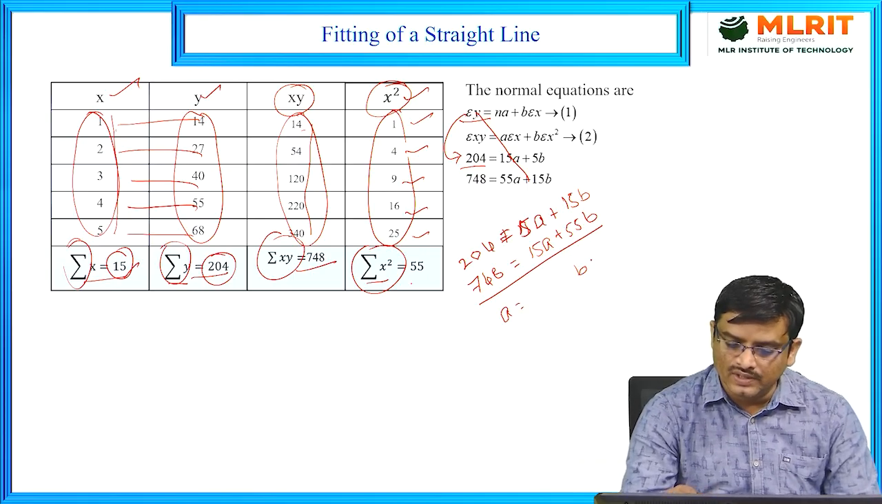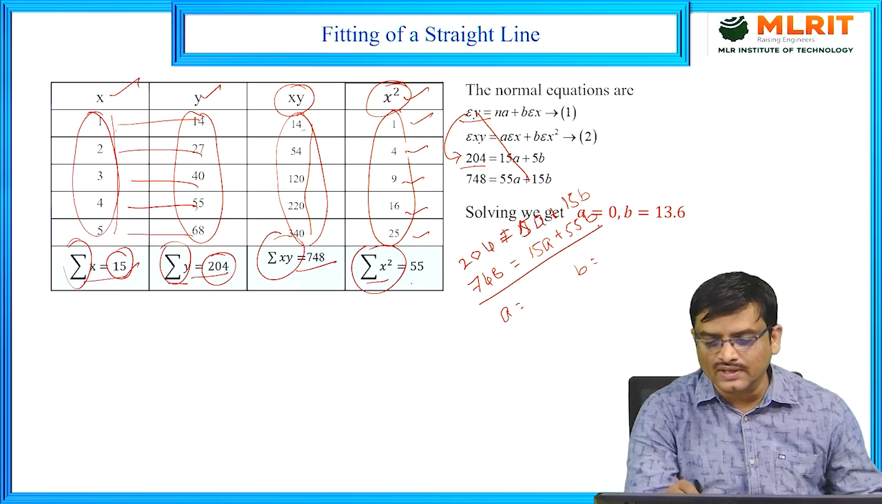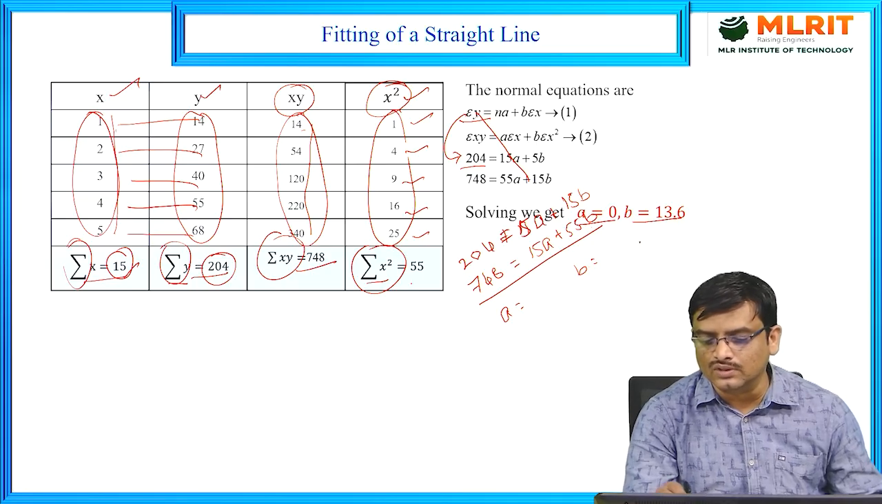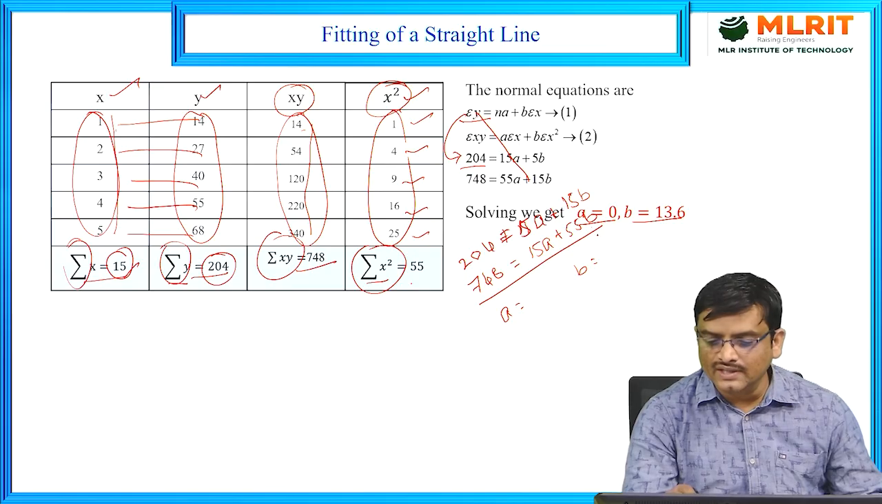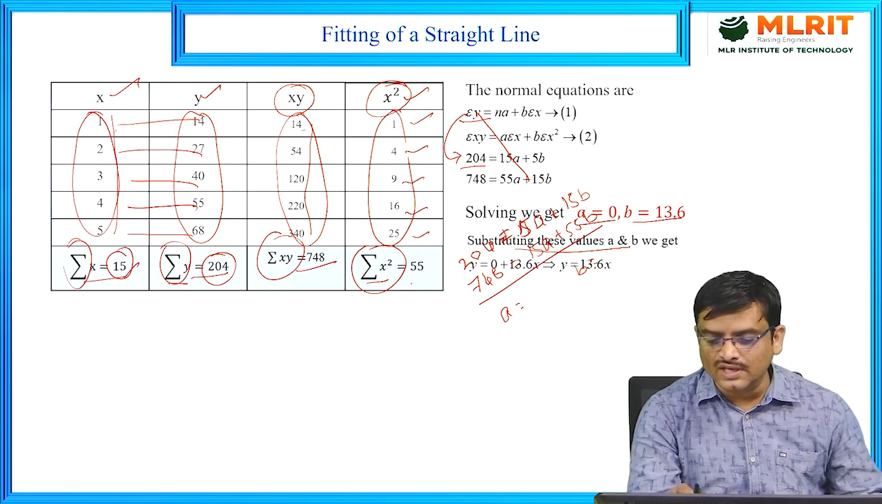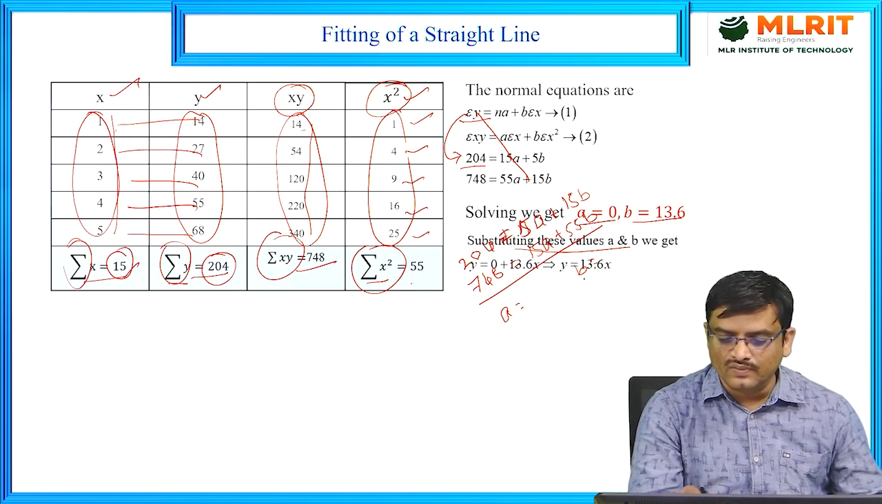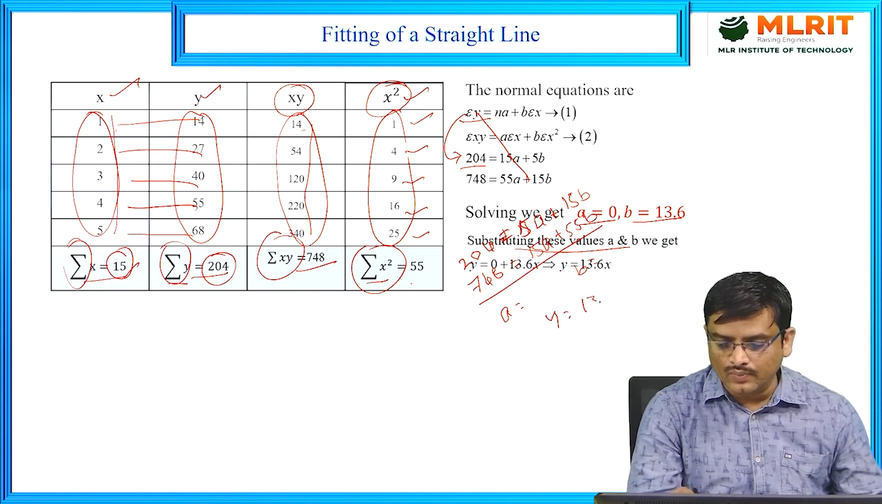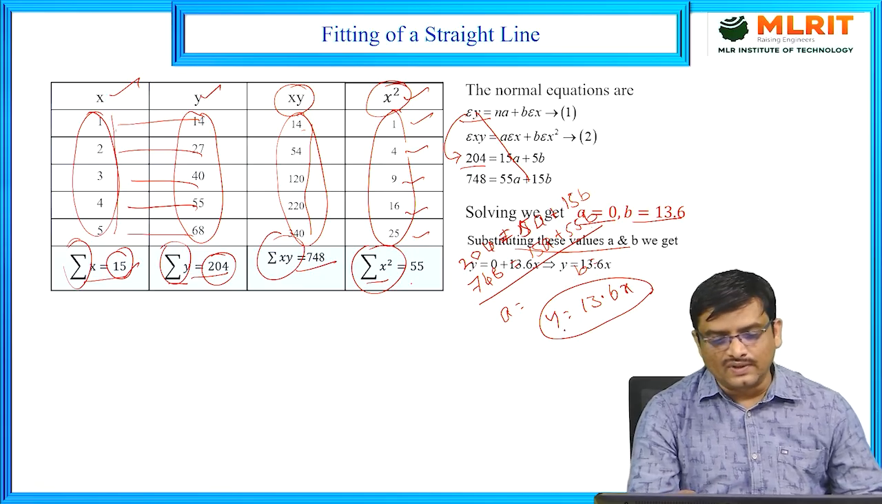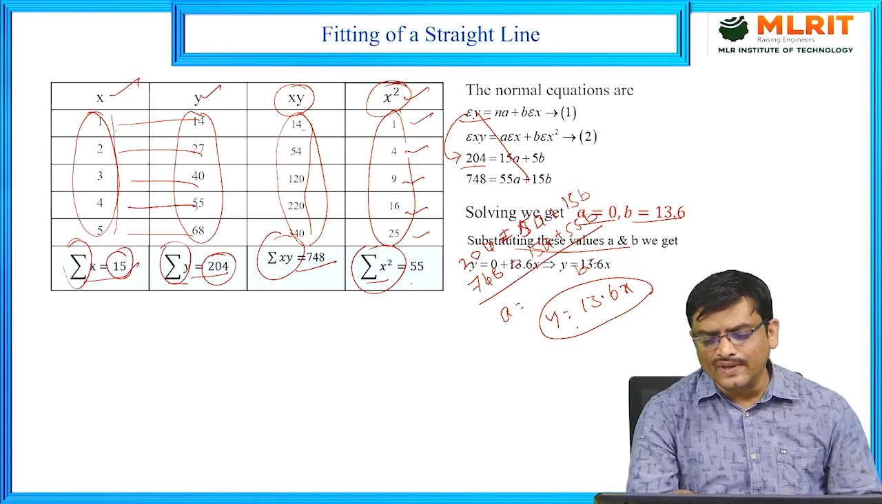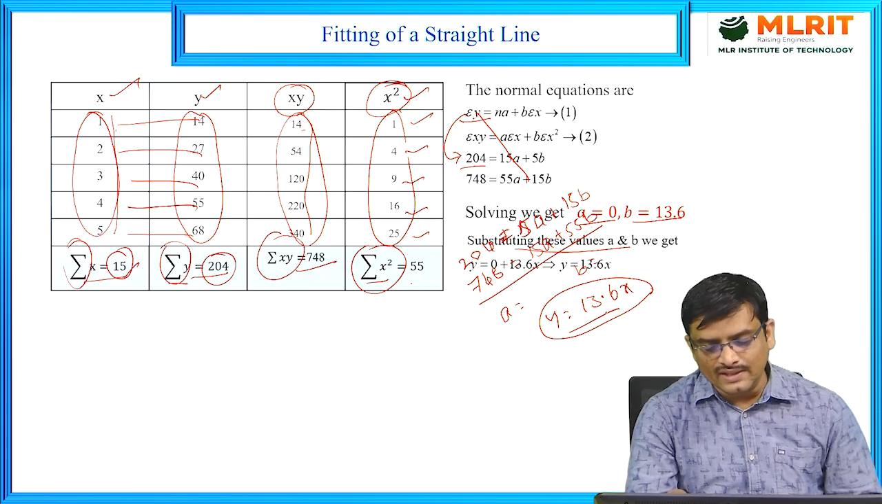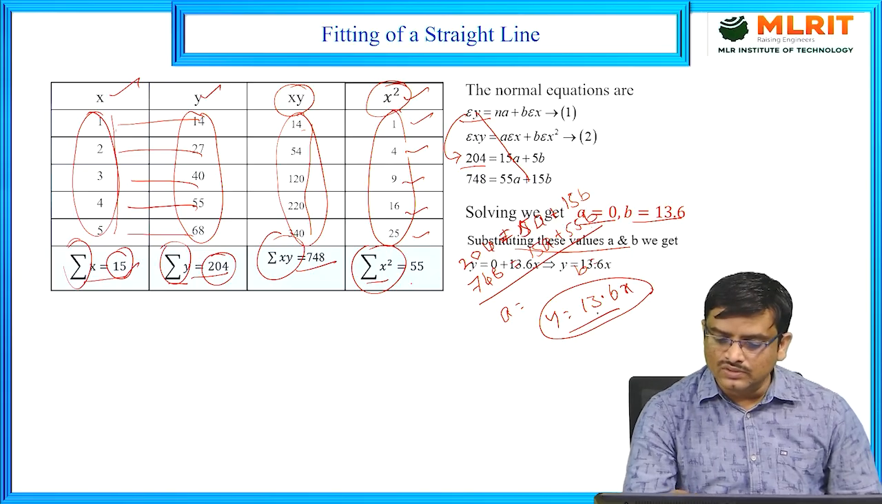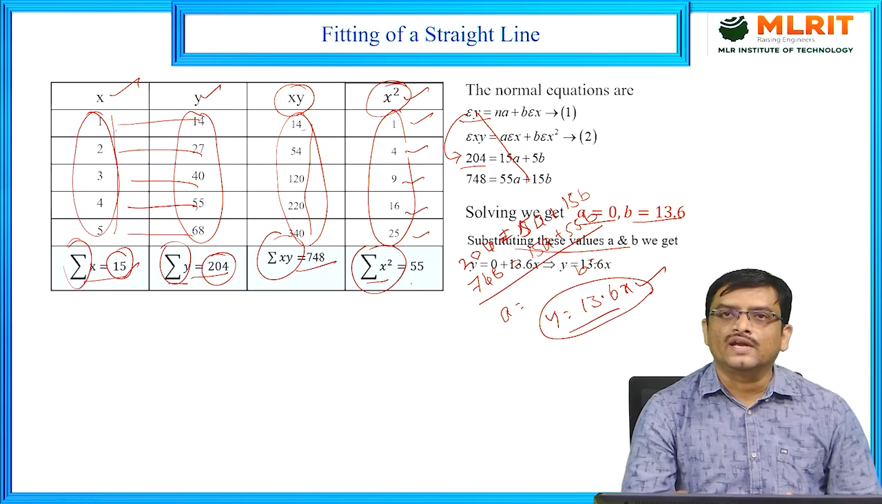a is equal to, b is equal to. So if you solve these equations, you will get a value equal to 0 and b equal to 13.6. Now after getting the values of a and b, substitute them in equation 1. We get y is equal to 13.6 into x. So this is our straight line equation for the given data. This is the best straight line for the given data. Other than this, we don't get any best straight line for the given data. So y is equal to 13.6 into x. You keep this as it is. This is our required straight line equation for the given data.